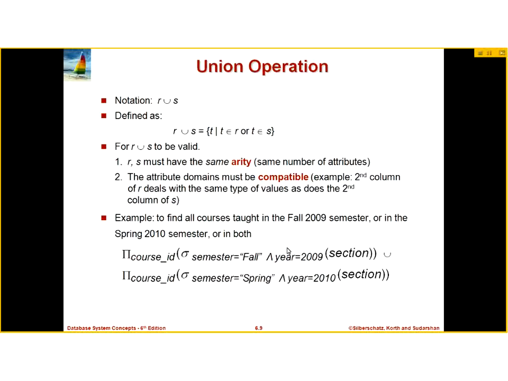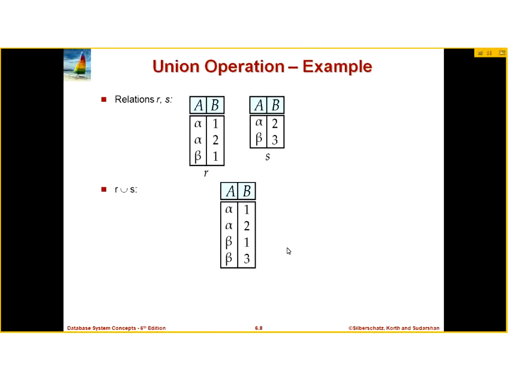For R union S to be valid, R and S must have the same arity. It means they should have the same number of attributes. So whenever you want to apply a union operation on relations, the number of attributes and the sequence of those attributes should be the same. If they are different, then you cannot merge them.